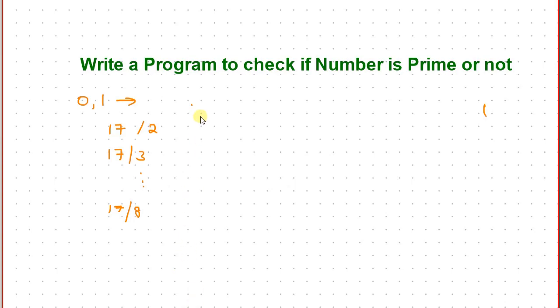So when you are dividing with any of these numbers, if you are getting the remainder equal to 0, that means it was possible to divide that number with 2, 3, etc., and in such case the number will not be a prime number. Once your loop is complete and you still couldn't find any number with which you are getting a remainder equal to 0, then that means your number is a prime number. So that's the logic behind the program. Let's start writing the code.